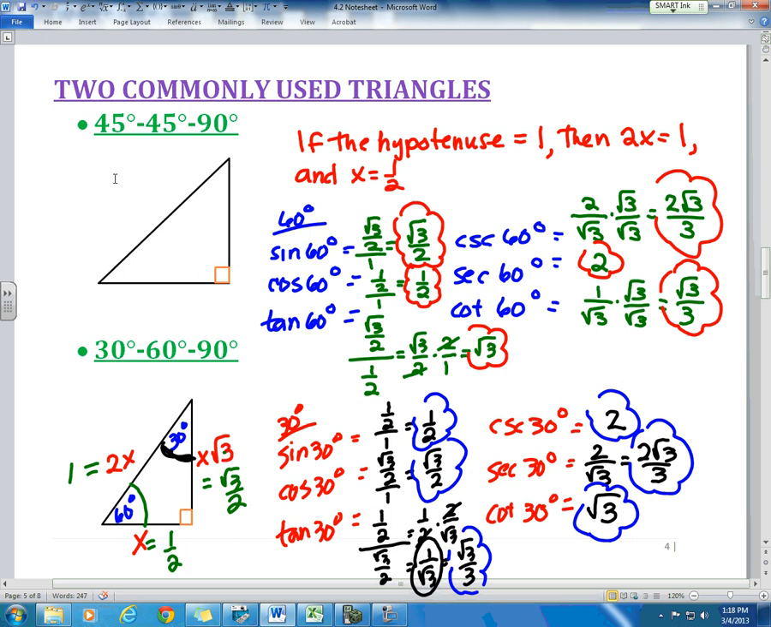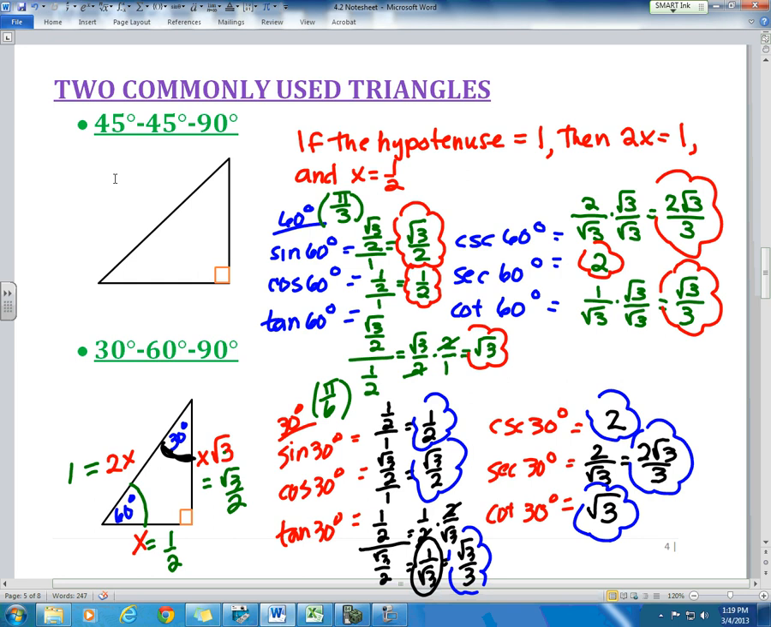What I want you to try to do right here from this screen is to make a connection between the trigonometric ratios of 60 degrees and the trigonometric ratios of 30 degrees. There's a connection between the two of them. I could also have said 60 degrees, this is the same as pi over 3 radians, so this could all be in radian measure, and this is pi over 6 radians.